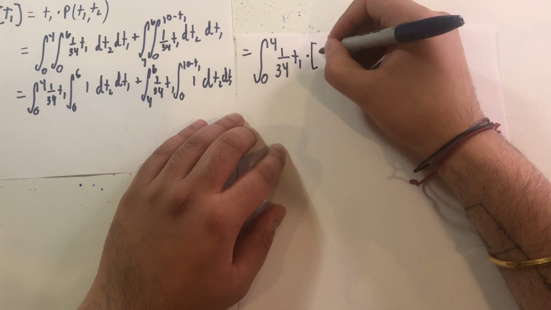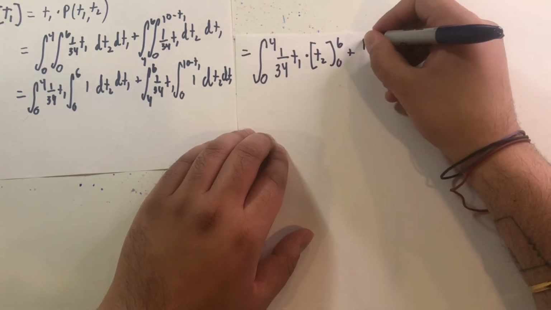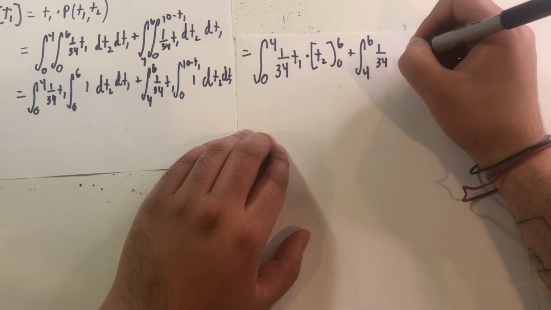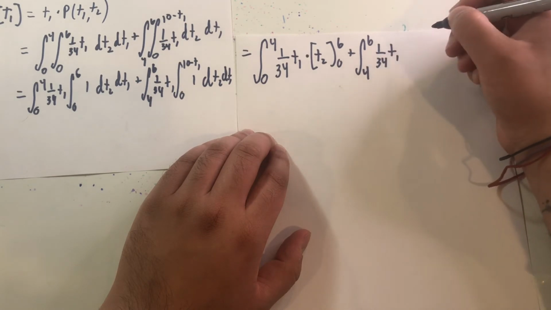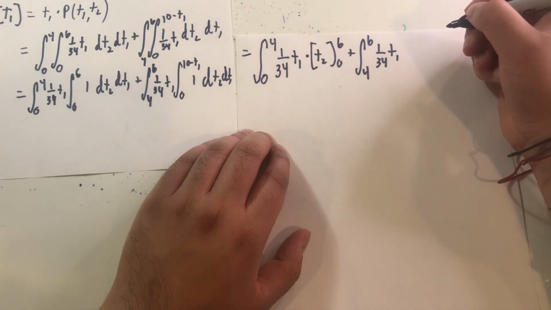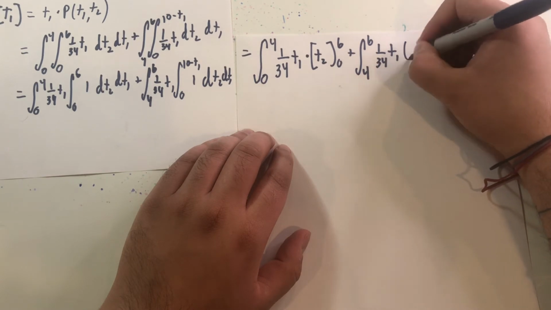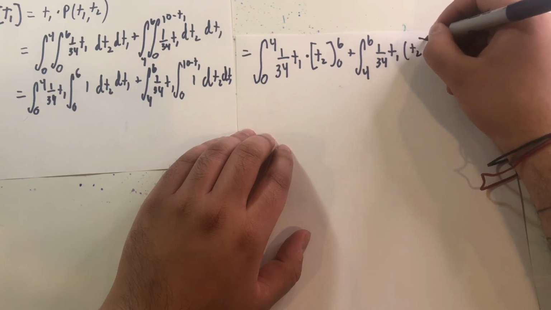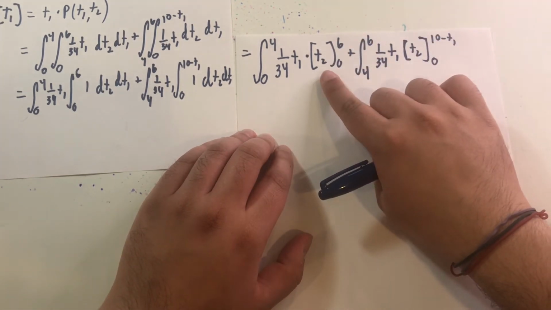Multiplied by t2 evaluated from 0 to 6, plus 4 to 6 of 1 over 34 t1, evaluated from, and then t2 evaluated from 0 to 10 minus t1. Now, this is obviously just 6, right?